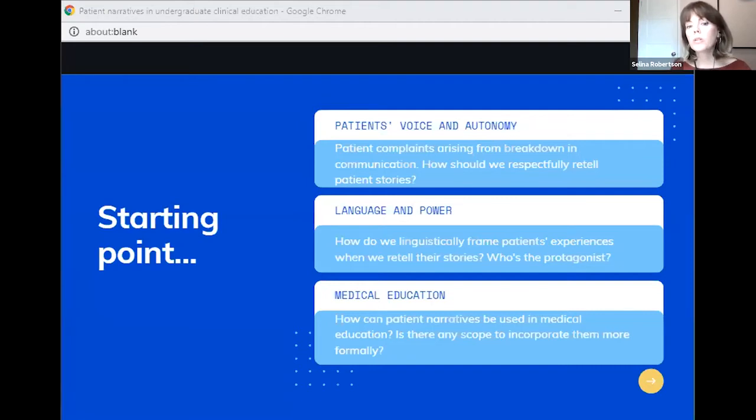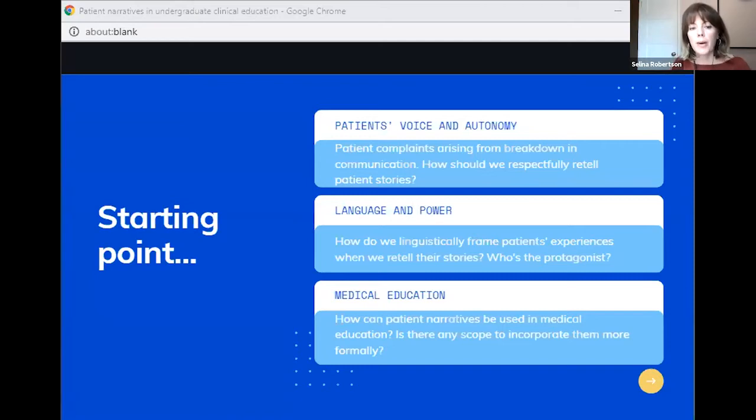And importantly, who's the protagonist? Are we making ourselves, in whatever role we're occupying, the center of those stories? Or are we trying to honor and preserve the meaning of those narratives as they were originally told to us by the patient? So obviously this is very complex, quite a broad issue.